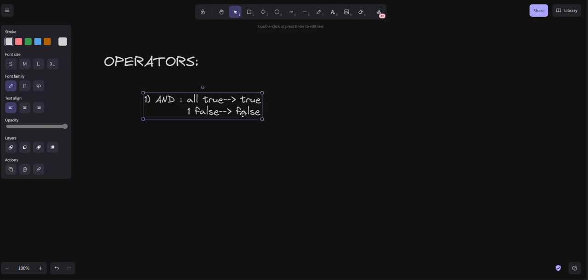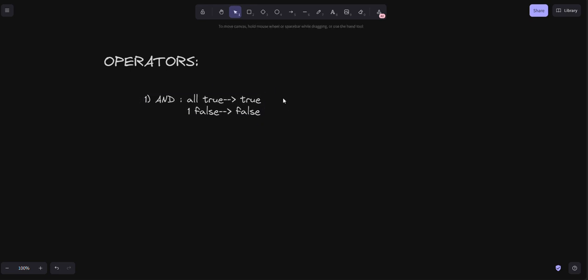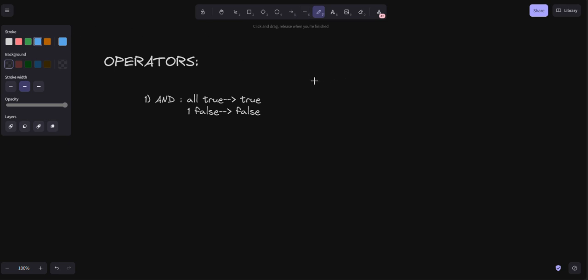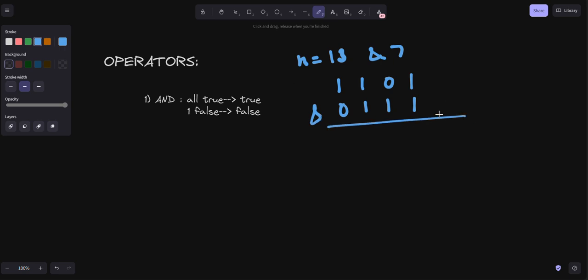Operators, and this would be, yeah. So let's say AND operator, right? We can make it like, let's say n is equal to 13, and we need to basically AND it with 7, right? 13 is 1 1 0 1, 7 is 0 1 1 1. You need to AND it. What will be the AND of this?